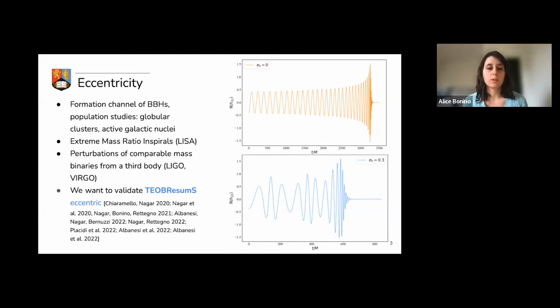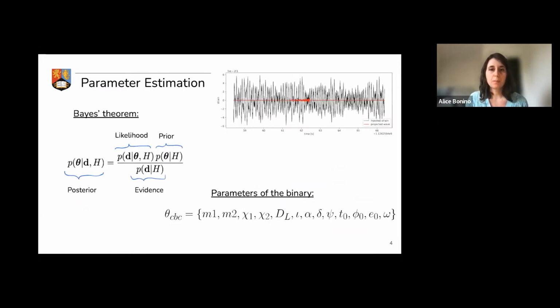Once we have the model, in particular the TEOBResumS model that was developed in Vienna and in Turin, the next step is to validate the model. So what do we do when we want to validate the model? We do parameter estimation. Parameter estimation means that we want to infer the parameters from the signal that we see from the detectors. This is not always easy, because our parameter space has a large number of dimensions, so what we use are stochastic methods.